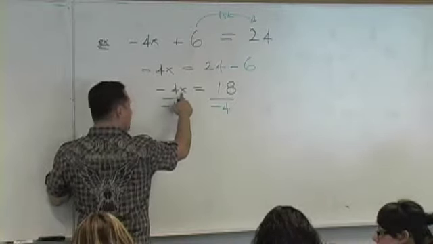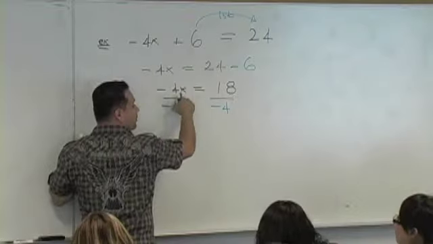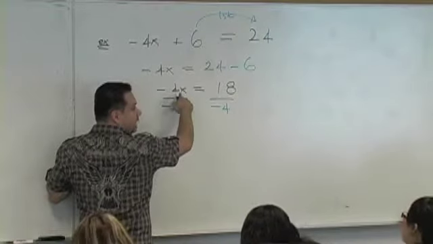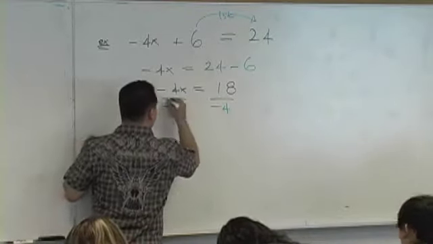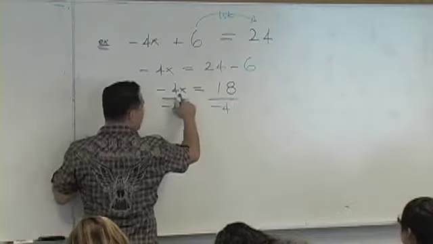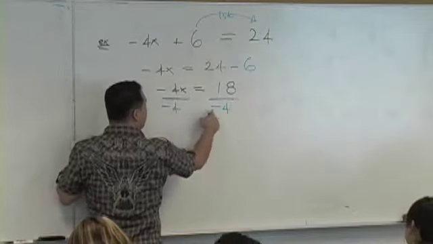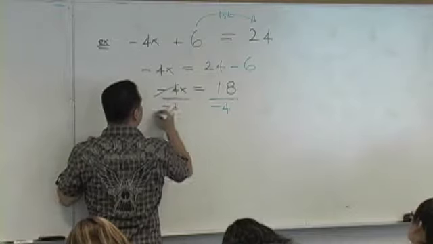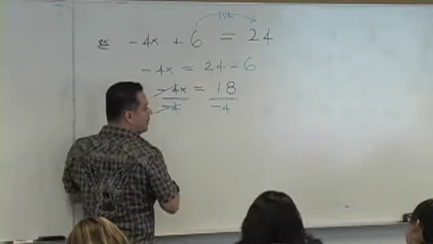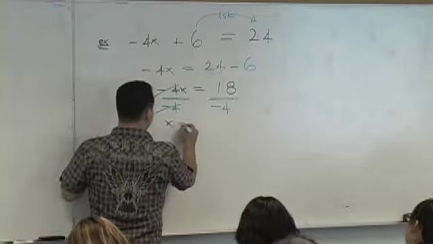You're right. And the negative 4 is being multiplied to it. You're going to undo multiplication by using division. It's being multiplied by negative 4. You divide both sides by negative 4. So what happens with these values? Cancel. And you get x equals.